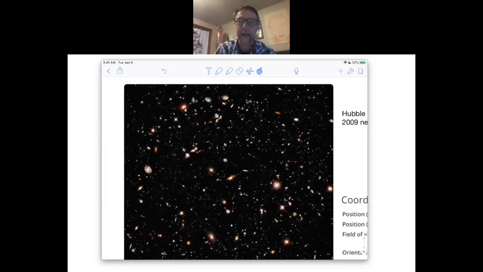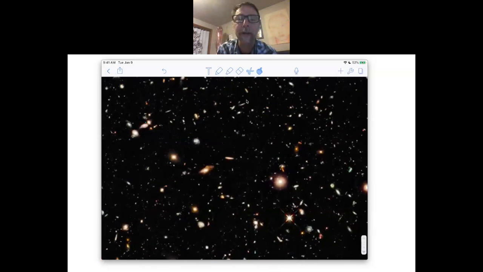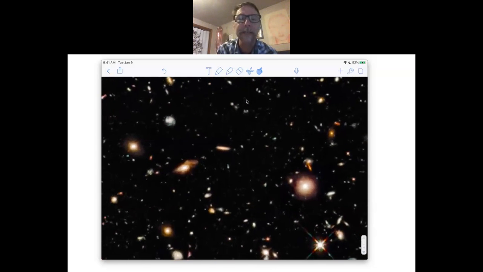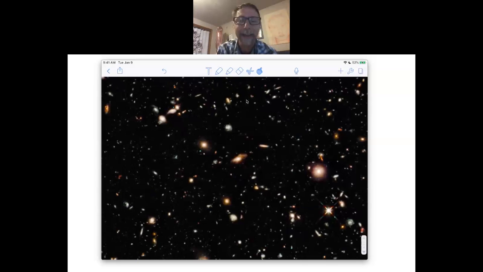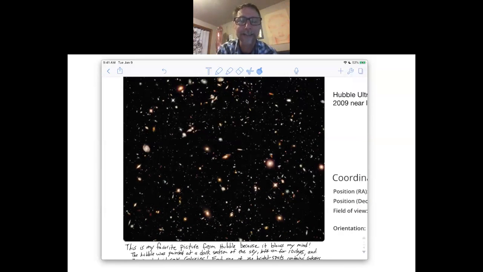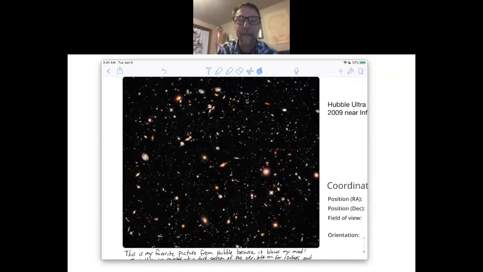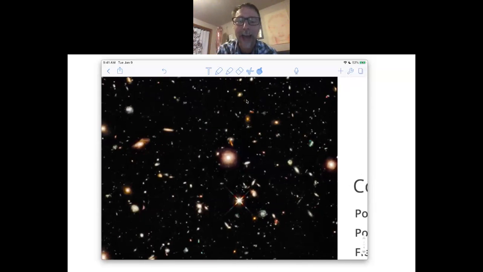This picture was taken when scientists just decided to look at the darkest space in the universe. They pointed the Hubble at a dark spot, and this is what they found. It just blows me away every time I look at this. Every single one of these spots is a galaxy. And if you can imagine, this is looking at a dark spot in the sky that's about the size as if you were looking through a straw. And every single one of these is a galaxy.